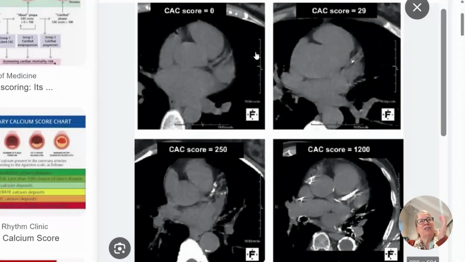And that helps us decide, in someone who's got some elevation of their cholesterol, whether or not we should start them on medications to lower the cholesterol. Because once you start to develop calcium in your arteries, you have that hardened plaque that puts you at risk for heart attacks. And we should put you on statin medication to stabilize the plaque and lower the cholesterol.